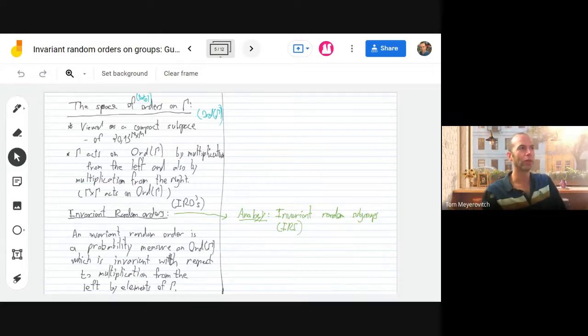Okay, so now let me introduce the main notion that I'm going to discuss here, the title of the talk: invariant random orders. I'm defining it. An invariant random order is a probability measure, or, if you're a probabilist, you can think of it as a random variable taking values in the set of orders on the group. It does not take values in invariant orders, but the distribution, in other words the measure, is invariant with respect to multiplication from the left. So it's a probability measure, a random object.